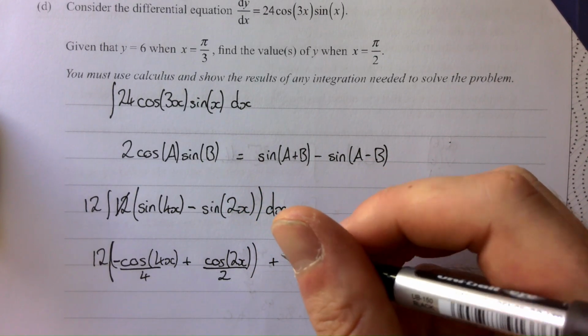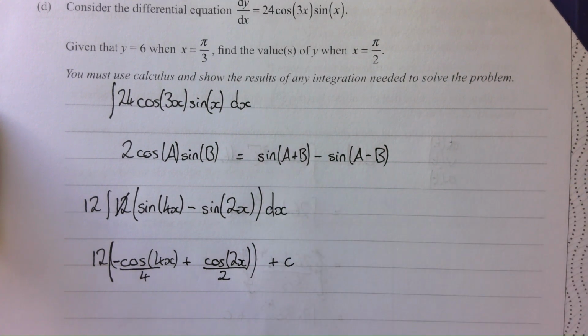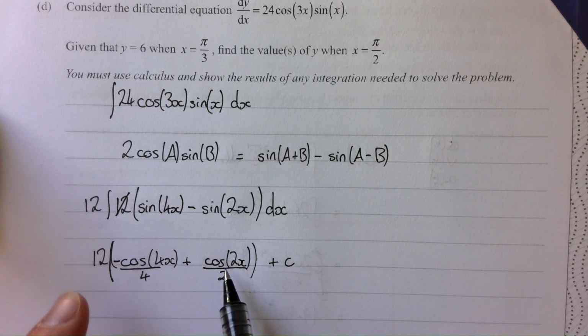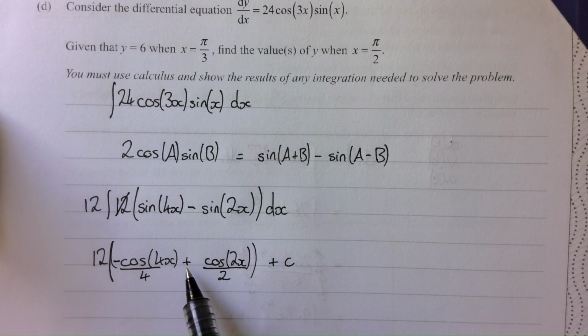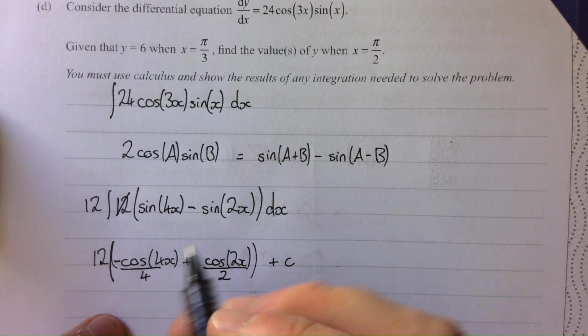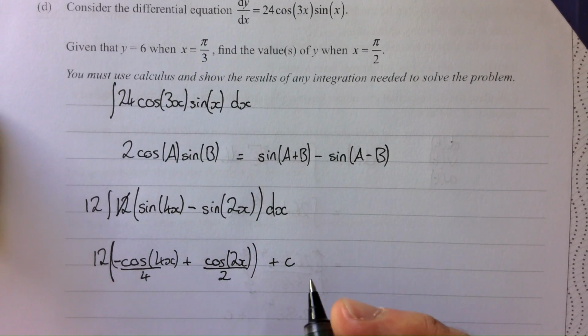Plus some constant of integration c. Because we have no limits in our integrand, we have to add our constant of integration. Going forwards, I'm just going to tidy up this expression, switch positions just so I have to write a bit less. I haven't got to write an extra plus sign, and I'm going to also simplify these numerical terms.